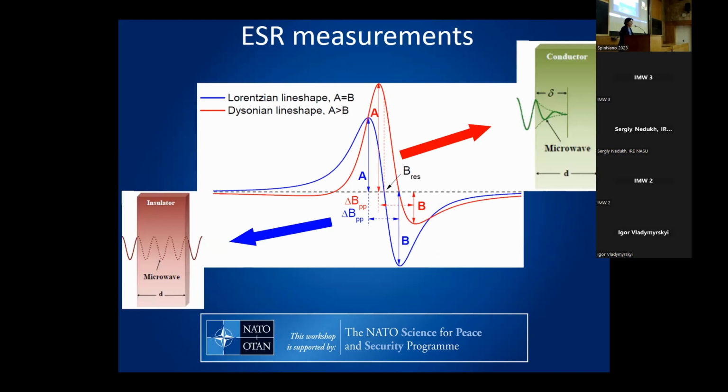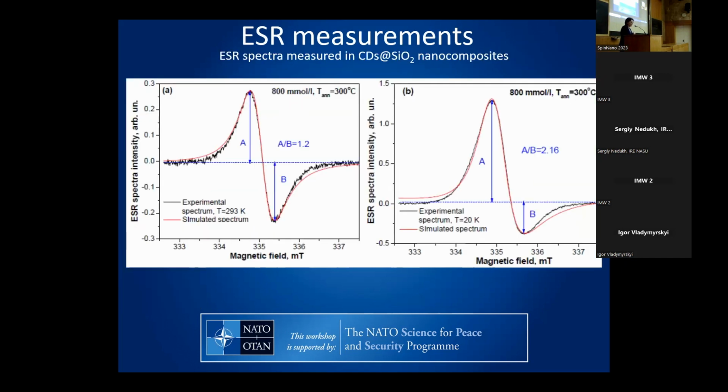Usually in EPR we see a classical Lorentzian or Gaussian line shape where the A to B ratio is equal to 1, so they are the same, but there can be cases when the A to B ratio will be higher than 1. We will have an asymmetry, and it is caused by the appearance of the so-called Dysonian line shape. It appears in samples where some conductivity appears, and the reason is the skin effect. So we can say that there is some conductivity in our sample.